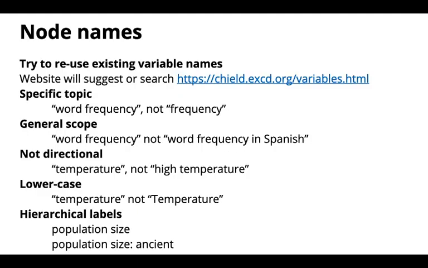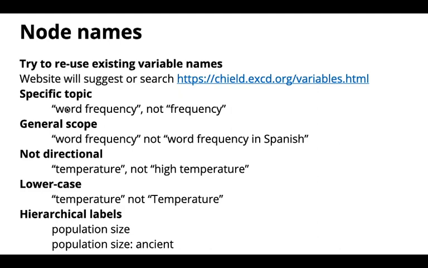Next, when you're sketching your graph, you need to choose node names. The aim is to try and reuse existing variables for Shield so that we can get overlaps between theories. So here's some suggestions. You can actually look for current variables that are available. Maybe what you want is already there.